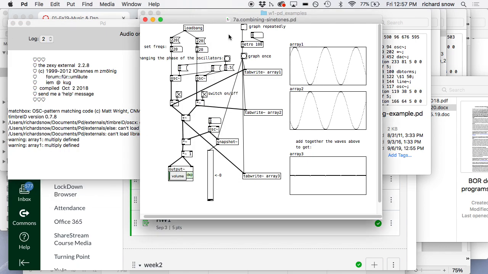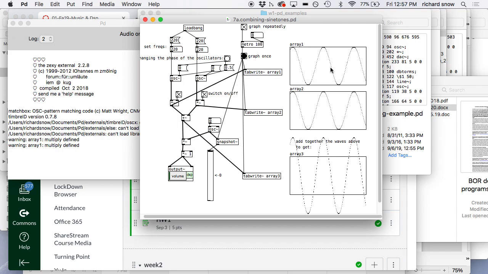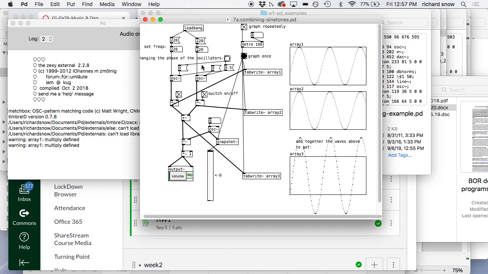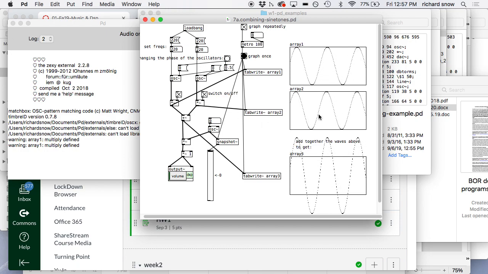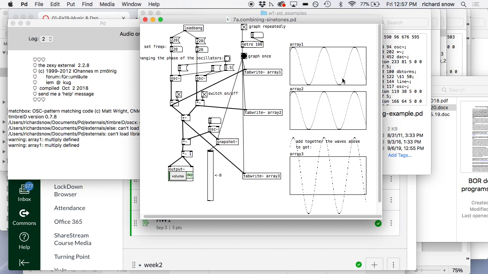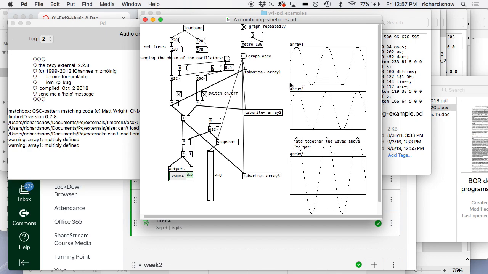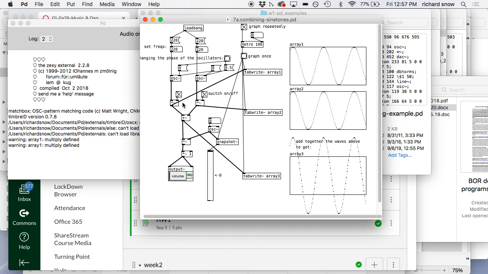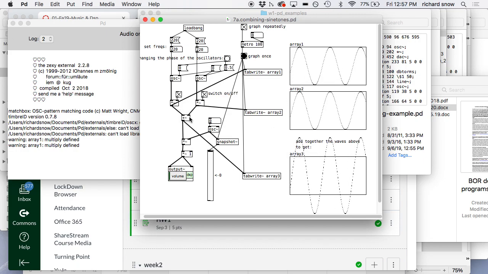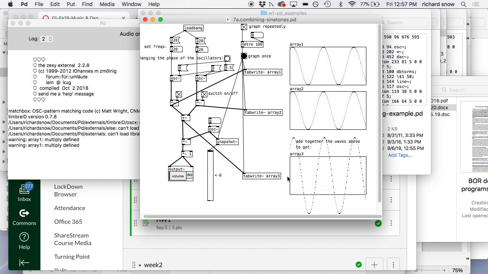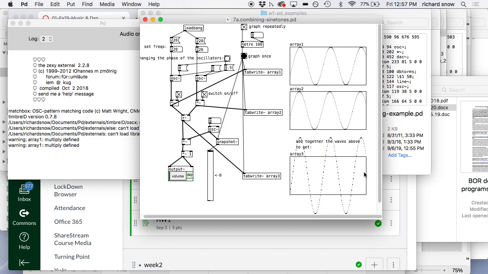Make sure my DSP is turned on, turn on my graphing, and you can see we're graphing this sine tone right here, this sine tone right here. They both look like a single wave with an amplitude from -1 to 1. But then I just add those two signals together with a single addition tilde object, and then graph the result of the combined sine tones, and lo and behold, our sine tone is twice as loud.